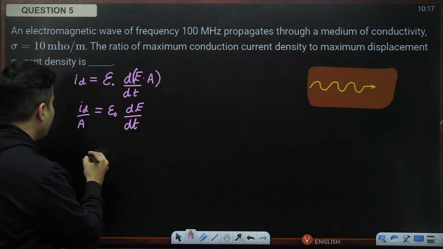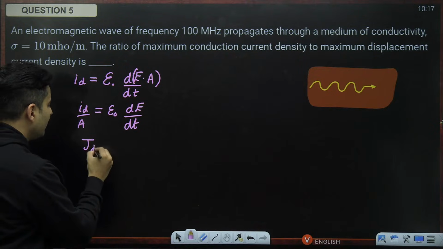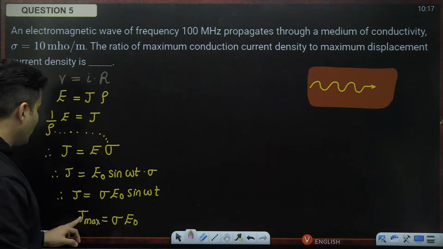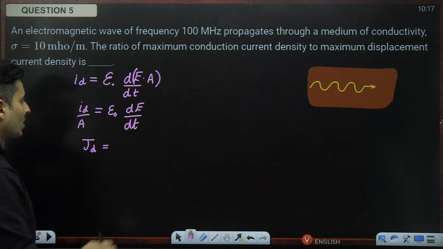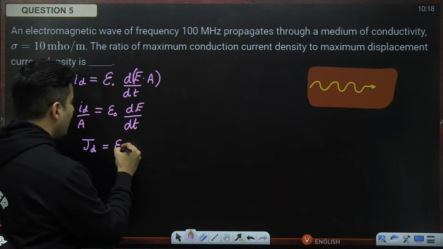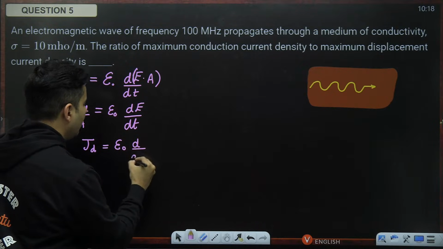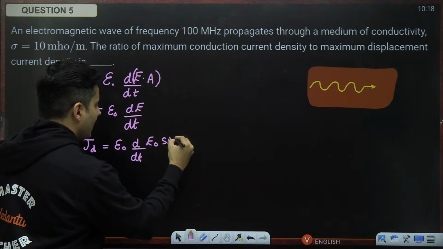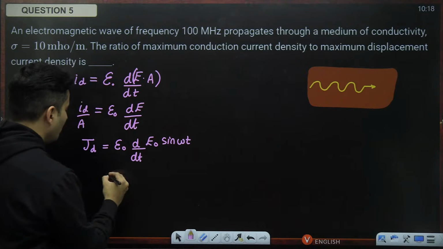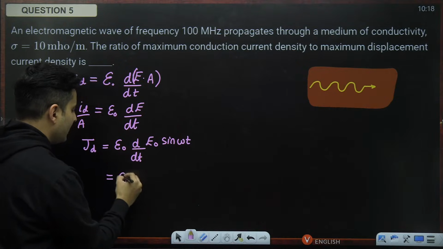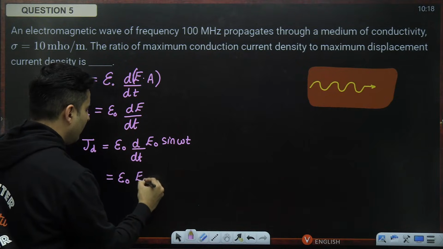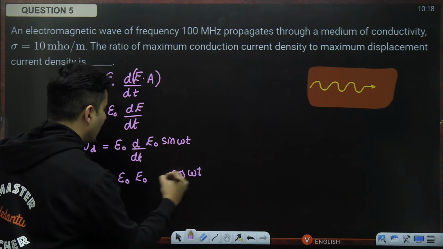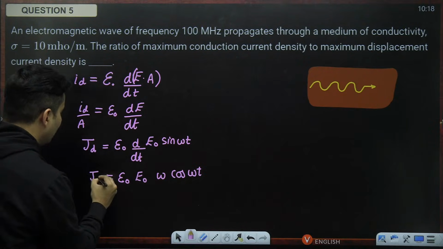So current by area is density. So this is displacement current, whereas this one was your conduction current. Keep that in mind. So J_D will be nothing but epsilon naught into dE by dt. But the electric field, as we know, is E naught sine omega t. So epsilon naught will come out, the electric field amplitude will come out, sine's derivative will be cos of omega t, and that omega will also come out, and that will be J_D.